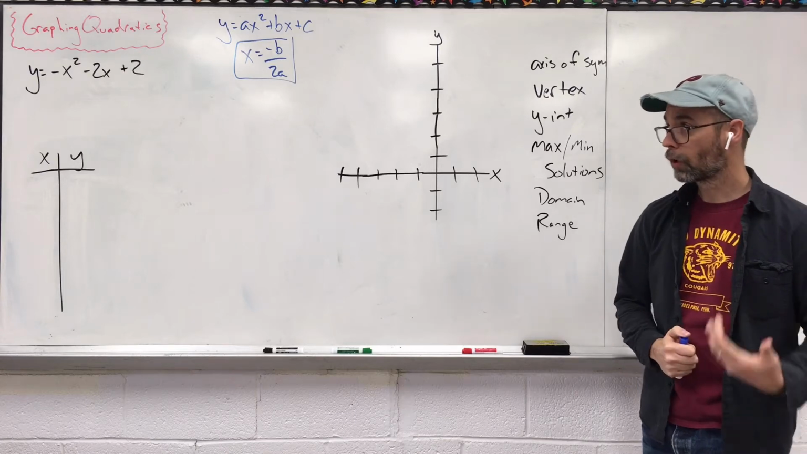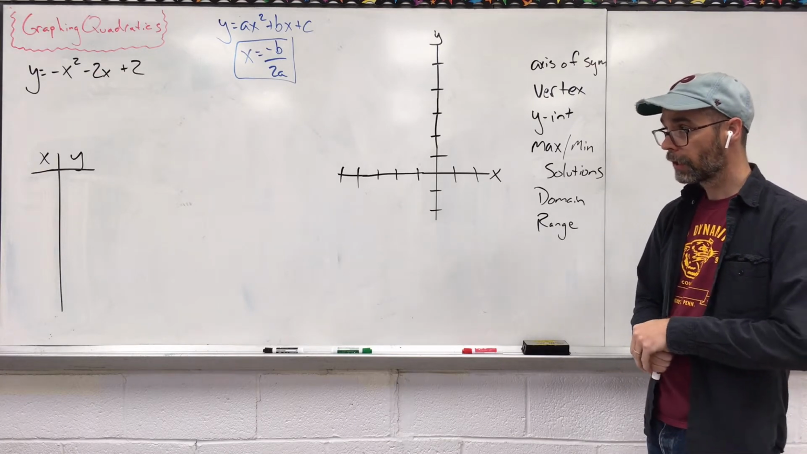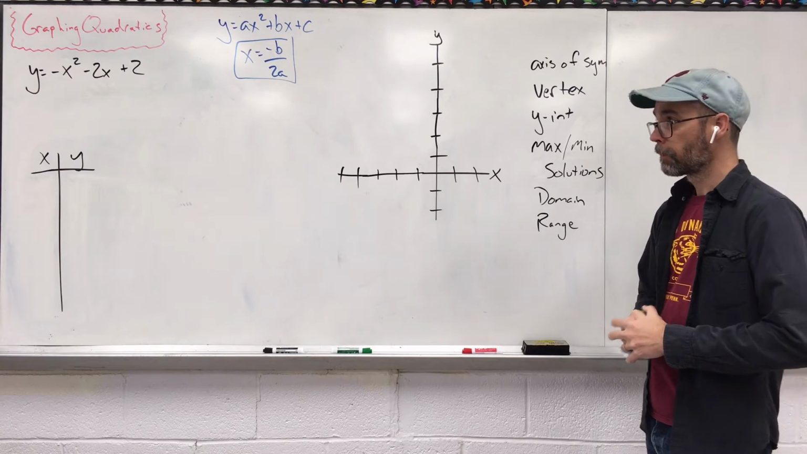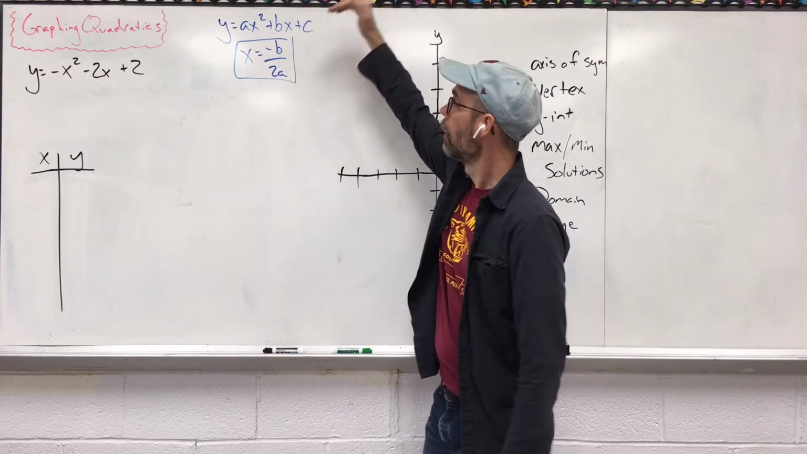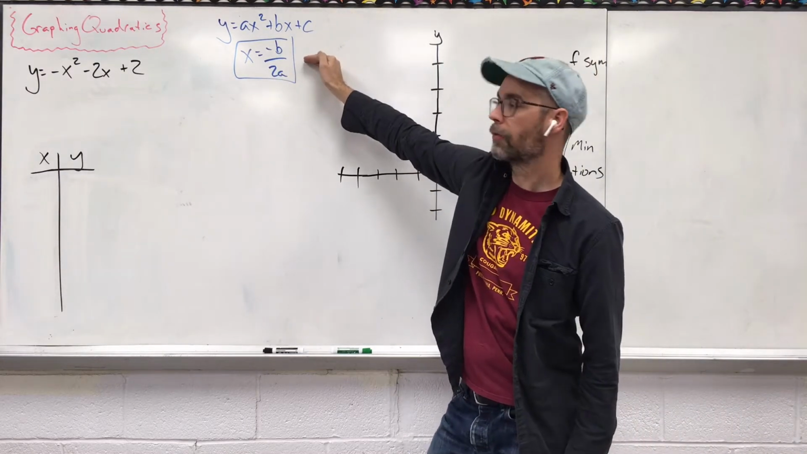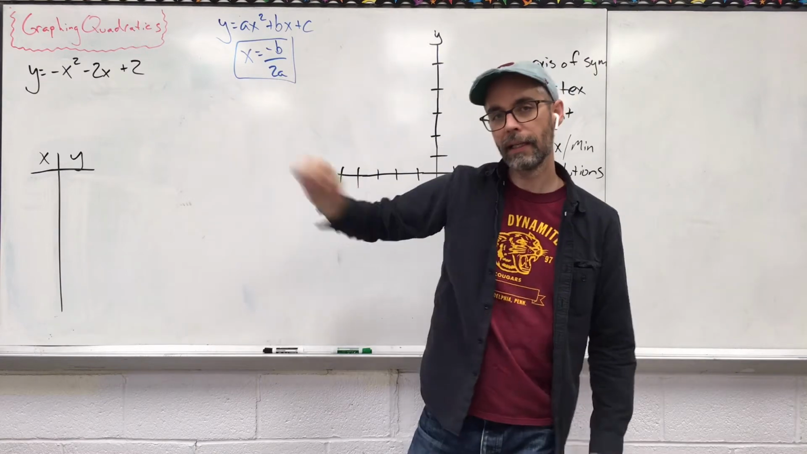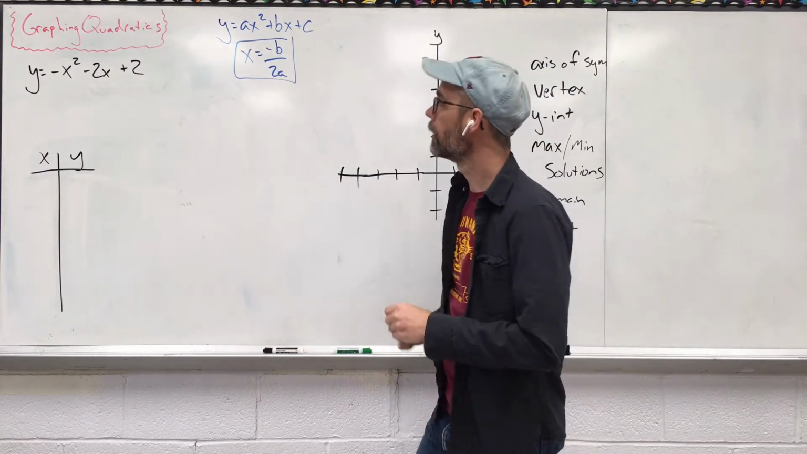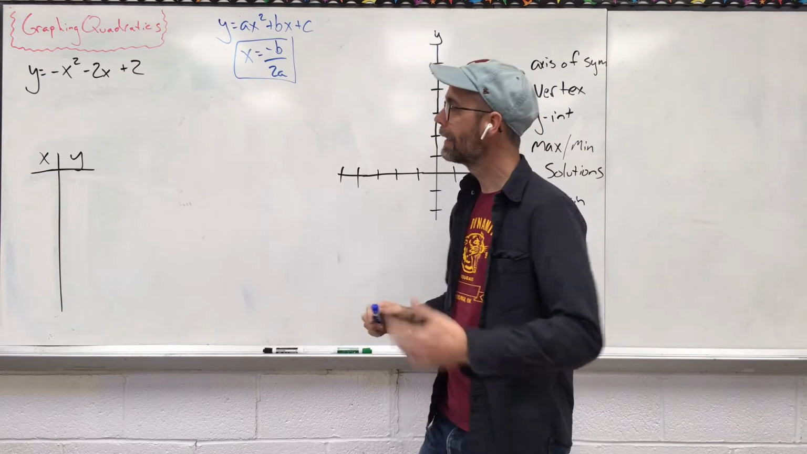We're going to look at graphing quadratic equations today. So, standard form. From there, we have this formula. This formula is key to get everything started. That is the axis of symmetry formula. Let's start with that.